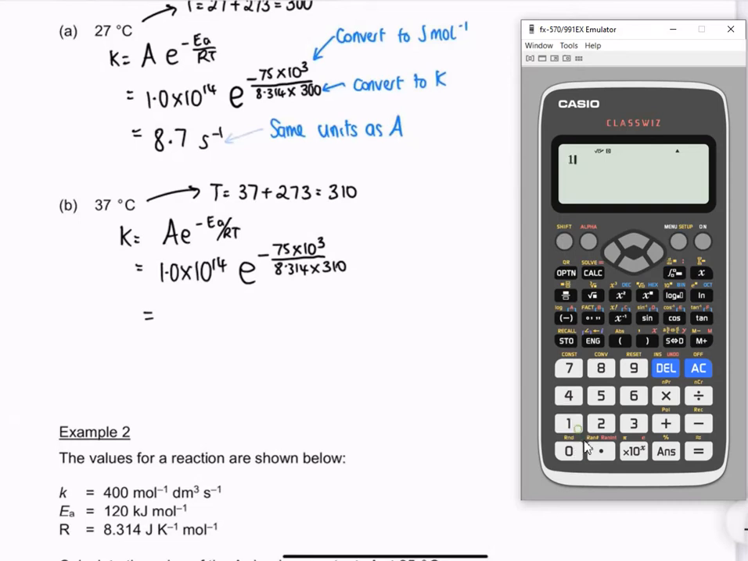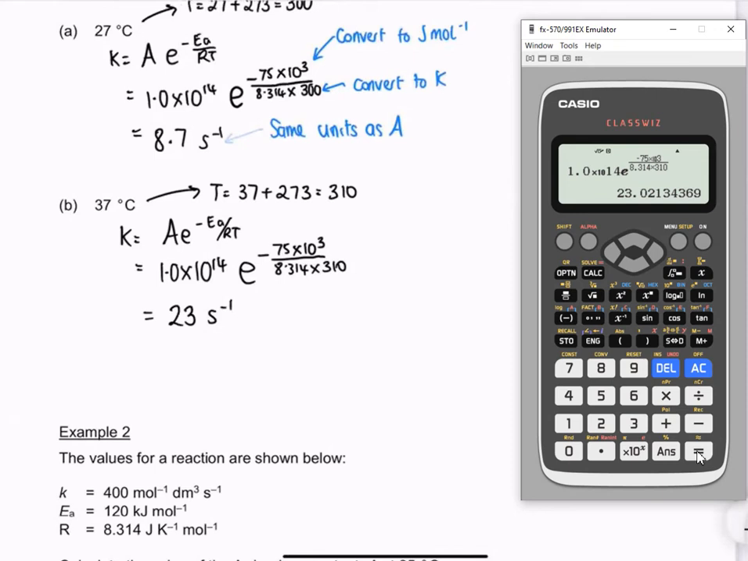So remember we've got 1.0 times 10 to the 14, shift ln to get the exponential, use the fraction button, put our activation energy, remember don't forget that minus sign, go down to the bottom line, 8.314, this time we've got 310 Kelvin, and press the equals button. And we're getting an answer of 23 seconds to the minus 1.